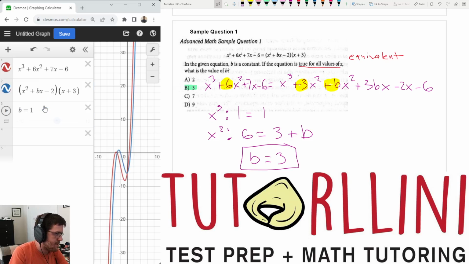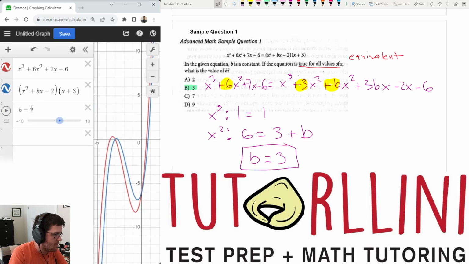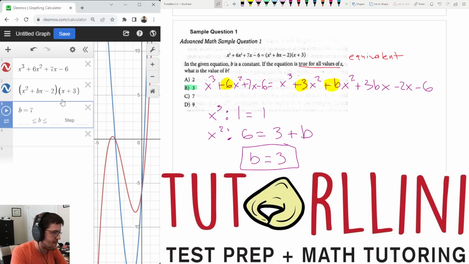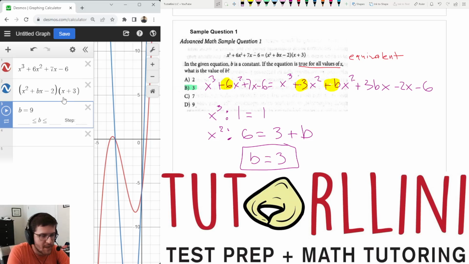And see if I make b 2, they're not the same. But if I make it 3, the blue perfectly replaces the red. And if I make it 7, see, they're not the same. And if I make it 9, see, they're not the same. So because there's multiple choice, you actually could guess and check on this one pretty quickly. So keep that in your toolbox. I think I have another video about that.